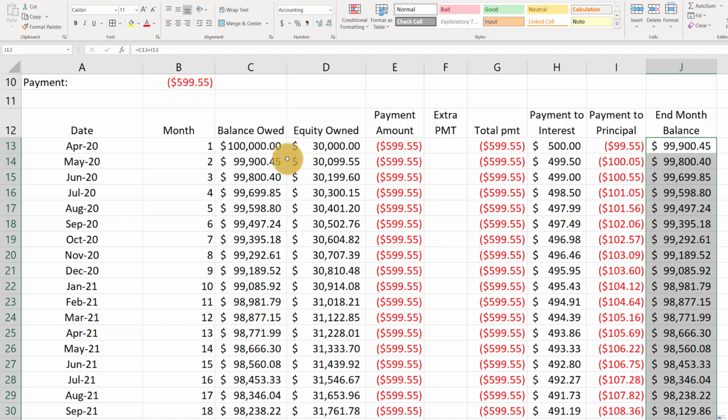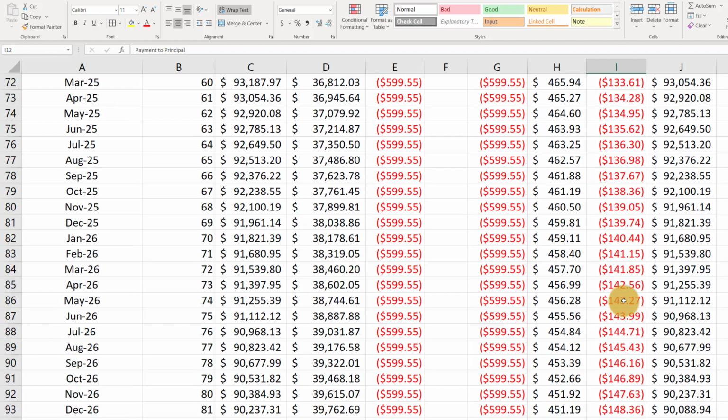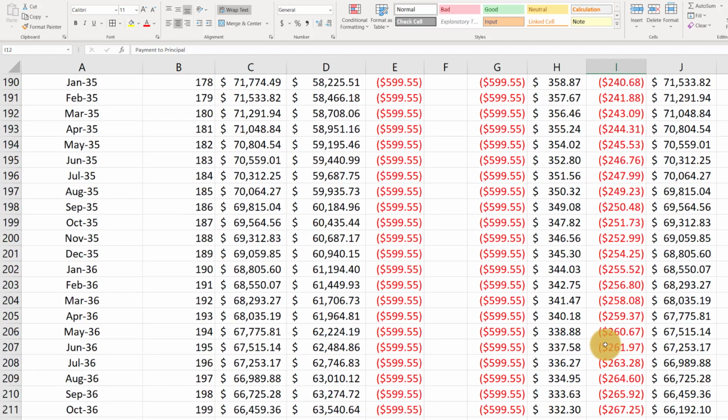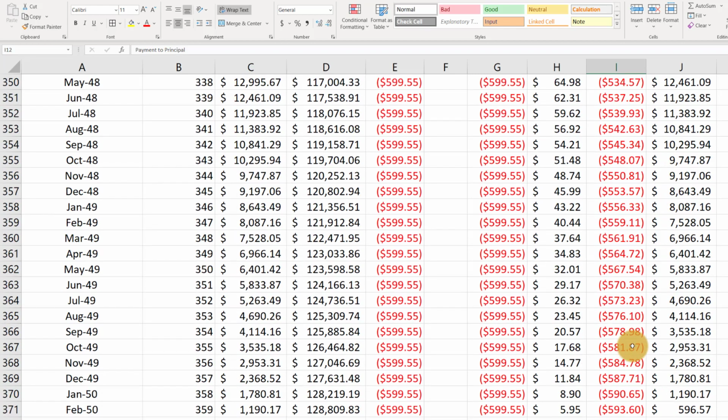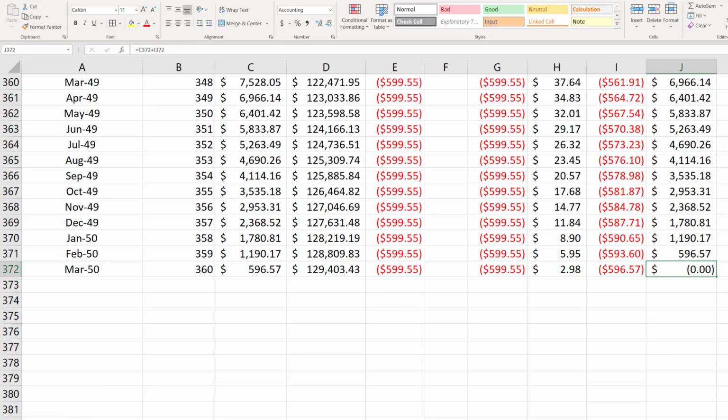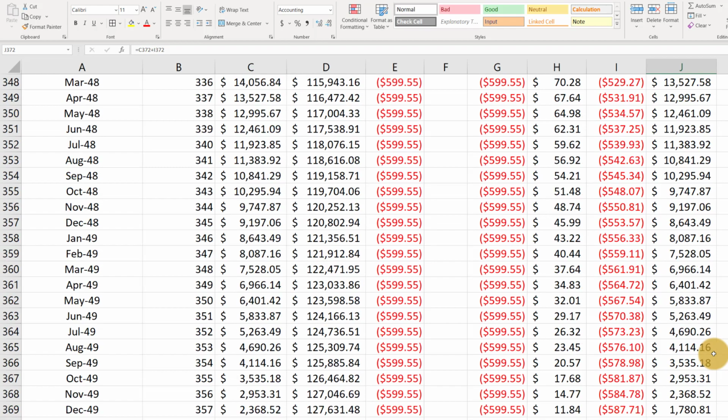And if we've done everything right, again, here's the sure way to check. Go all the way down to the end, to the 360th month, and see if you owe 0 at the end. Yes. Perfect.